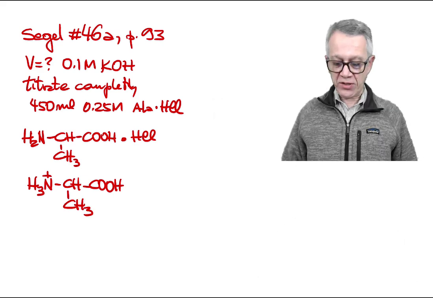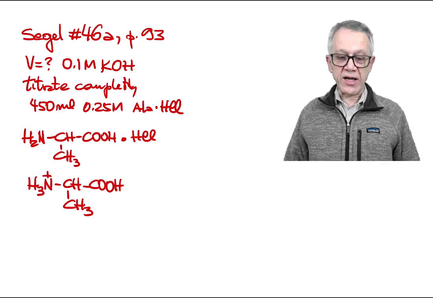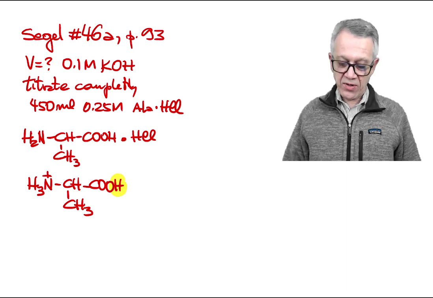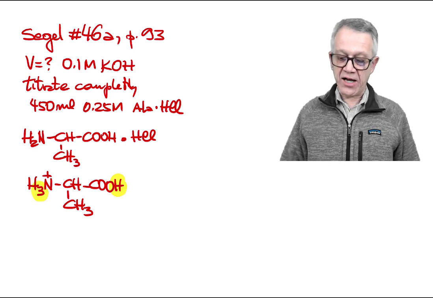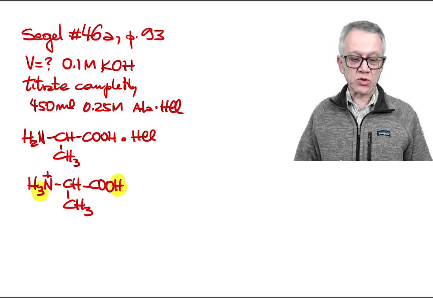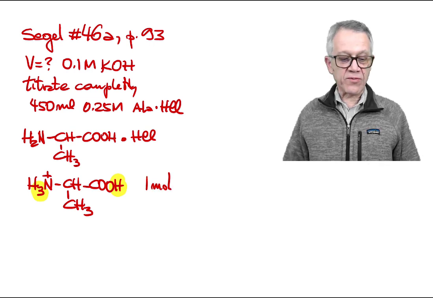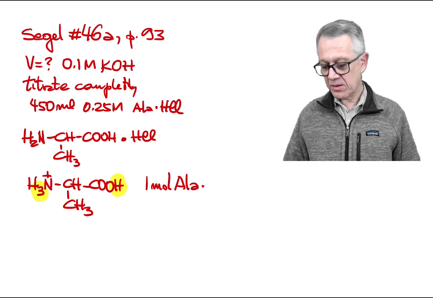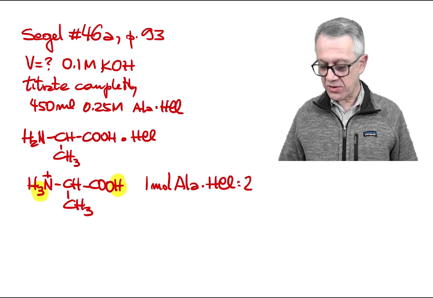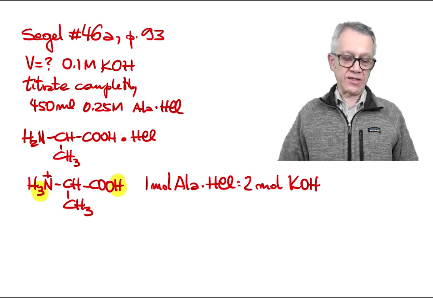In this case, it's fully protonated alanine, and we know then that in order for us to titrate completely, we have to have enough hydroxide to remove this proton, and we also have to have enough hydroxide to remove one of the protons from the NH3+ group. So in other words, for each mole of alanine hydrochloride, we are going to need 2 moles of KOH. So the equivalence in here is that we need 2 moles of KOH for each mole of alanine hydrochloride.